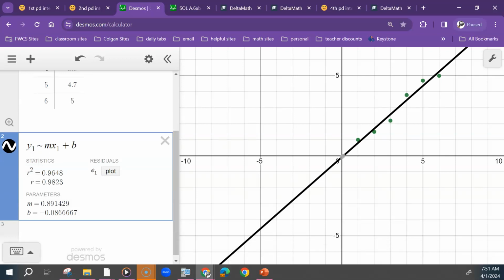Use 3 decimal places, so y equals 0.891x minus 0.087, round.